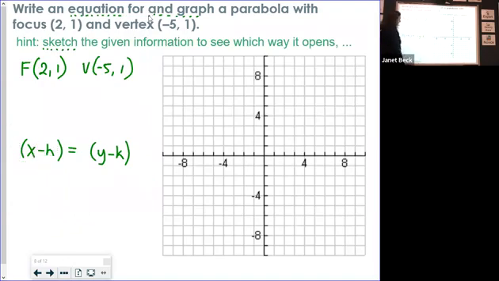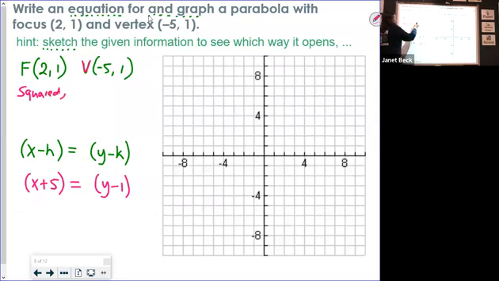So the very first thing you can do on this one, it's so simple. The vertex is your HK point. So I know I'm going to have x minus -5, and I know I'm going to have y minus 1, okay? But I have to work out which side is squared, and I've got to work out my coefficient and put it on the right side in the right form.